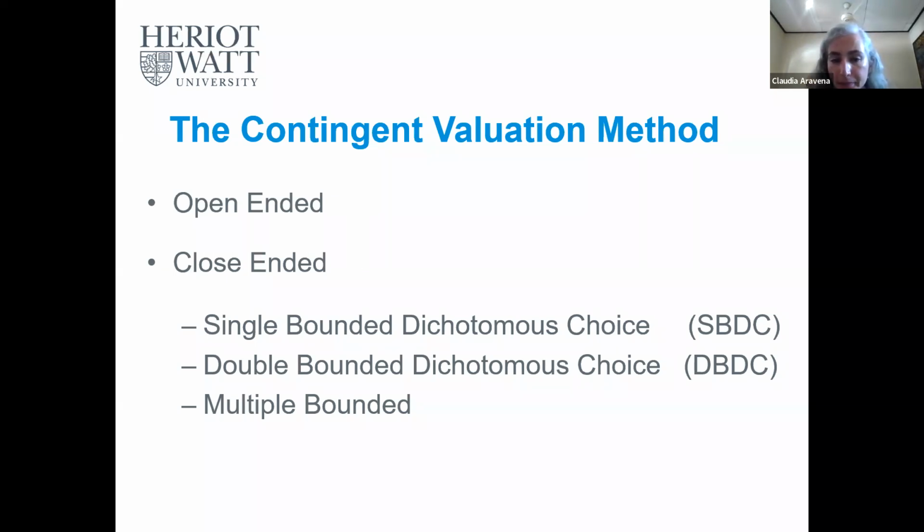This type of method reduces the variance of the responses and gives you a more accurate value, because people now don't answer anything they want; it's an interval. And the multiple bounded is you just continue asking. After you ask the second time, you ask a third time or a fourth time or whatever, as many times as you want. Those are the types of questions.